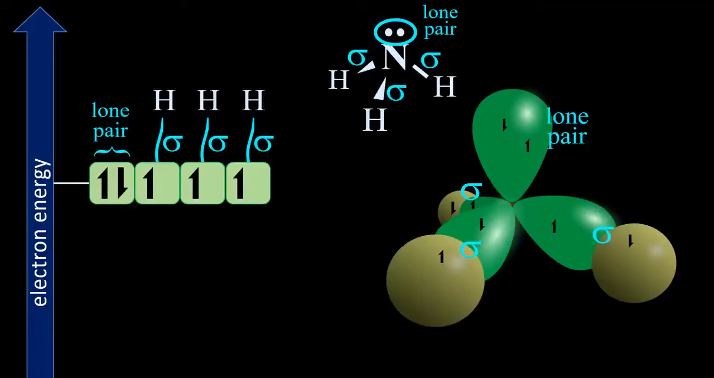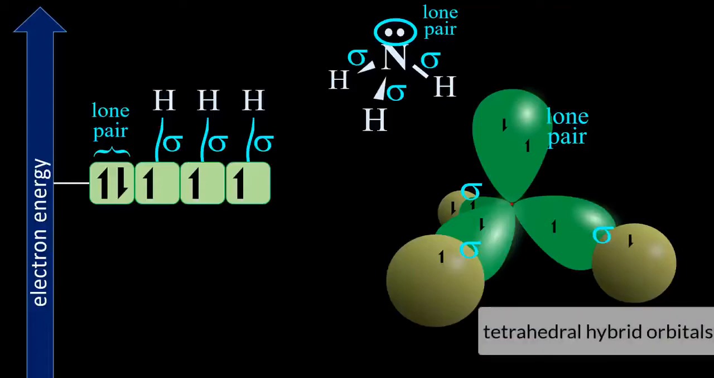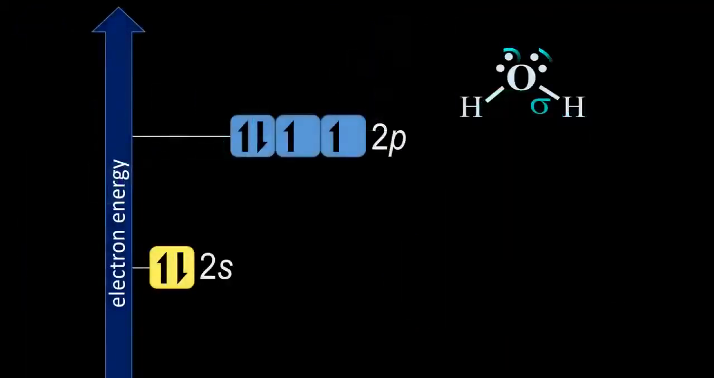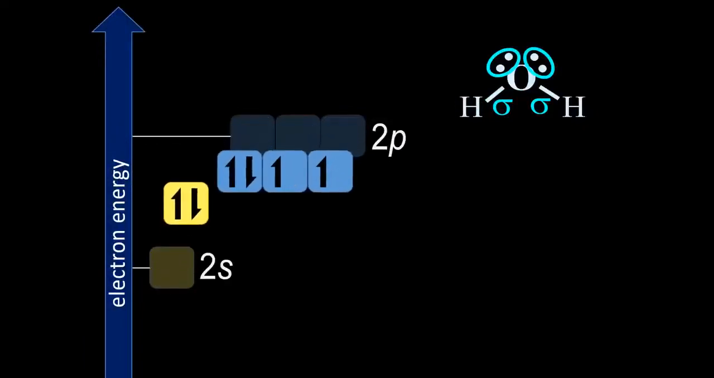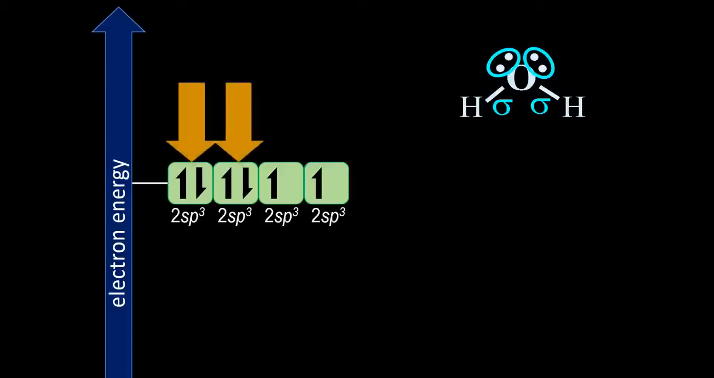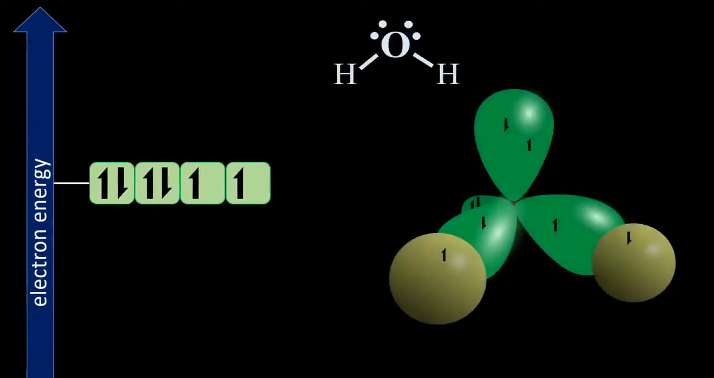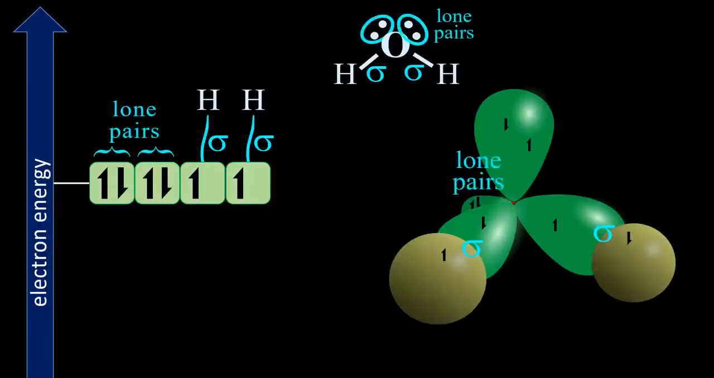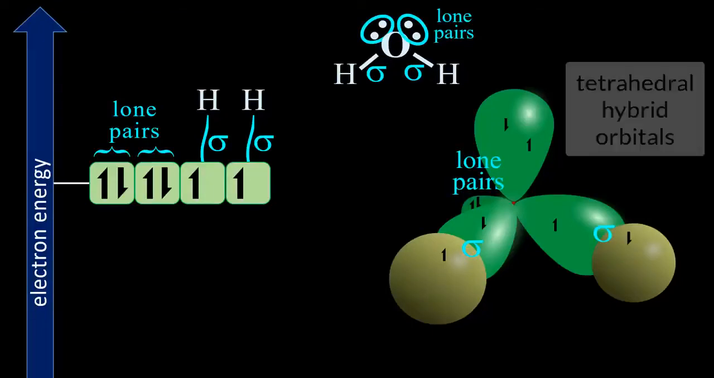As with sp3 hybridization in carbon, nitrogen's hybrid orbitals spread out in a tetrahedral shape. And lastly, water. Here, oxygen has 2 sigma bonds and 2 lone pairs. In water, oxygen is also 2sp3 hybridized, but with 6 valence electrons. 2 of the sp3 orbitals have paired electrons. You can probably guess that the sp3 orbitals with a single electron will overlap with hydrogen, and the remaining 2 pairs are unbonded. They are lone pairs. Again, oxygen's hybrid orbitals spread out in a tetrahedral shape.